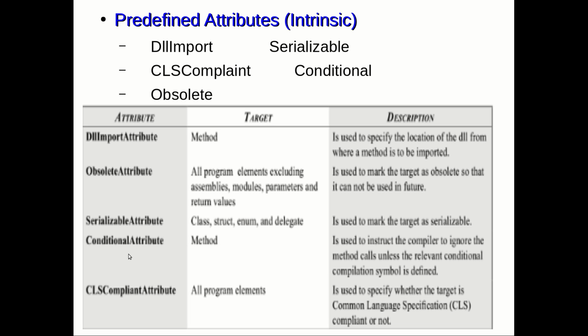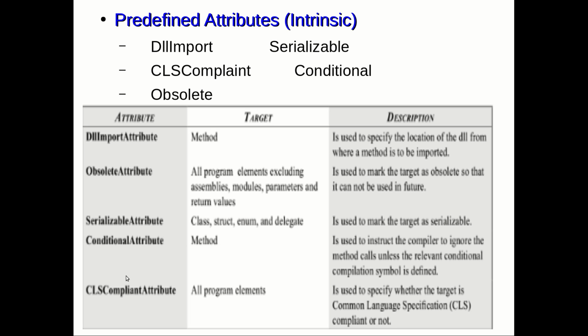Then you have the conditional attribute. The only target is the method, and it is generally used to instruct the compiler to ignore the method calls unless the relevant conditional compilation symbol is defined. So only if the condition is satisfied, this particular method can be used. If I want the compiler to just ignore it when the condition is not met, then I can make use of the conditional attribute.